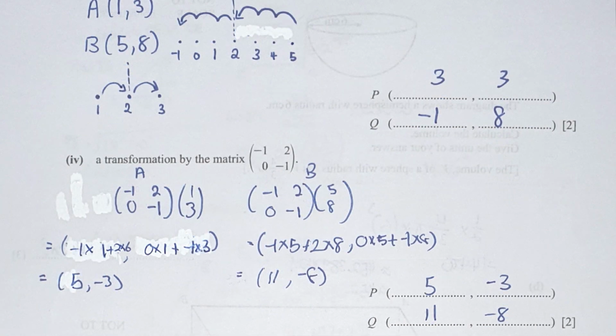A transformation by the matrix of -1, 2, 0, -1. So I labeled down accordingly and I calculated the respective results as 5, -3, and 11, negative 8.